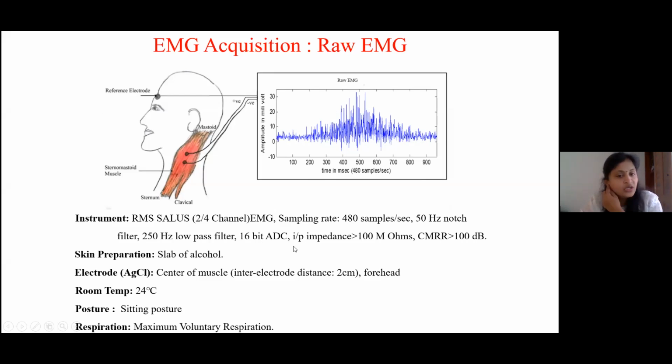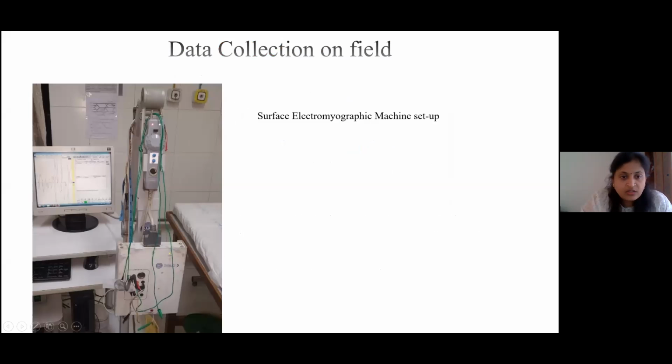Okay. So here the instrument used was the RMS Salus, with 16-bit resolution and high input impedance. Alcohol swab was used for skin preparation, the temperature was kept constant at 24 degrees Celsius, and the signal is acquired in a sitting posture. And the protocol that we have used is respiration.